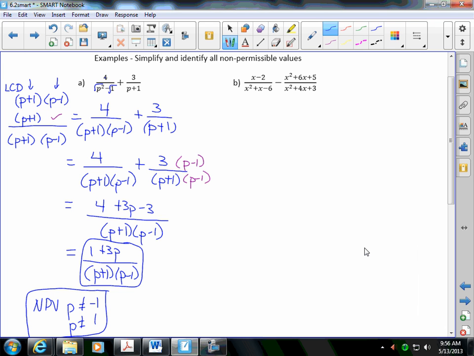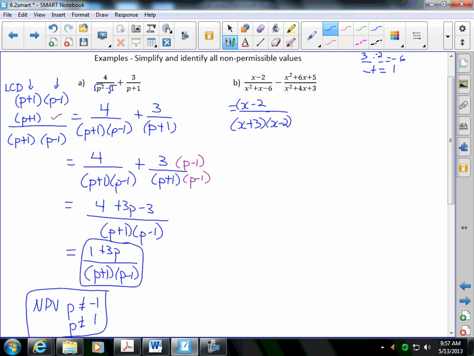Okay, so the first thing I'm going to do with this one is I'm going to do some factoring. X minus 2 can't factor, but x squared plus x minus 6 is a product and sum. So I'm looking for something times something equals negative 6, and adds to positive 1. So that's just going to be a 3 and a negative 2. So I have x minus 2 times x plus 3 times x minus 2.